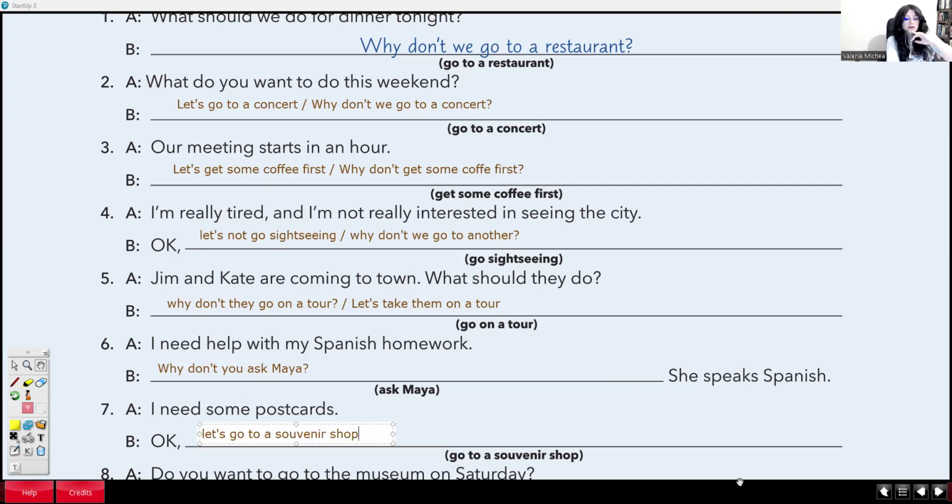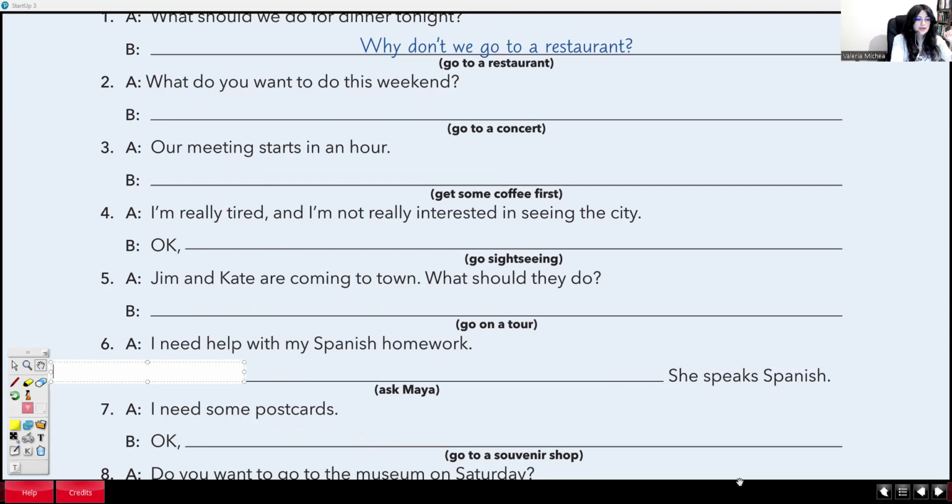Let's go. Or, yeah, this is more direct. So why don't we go? It would be okay, but I think the direct way is better this time. All right, so that's a panorama. Let's go with number 8.